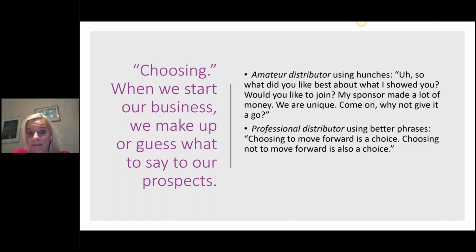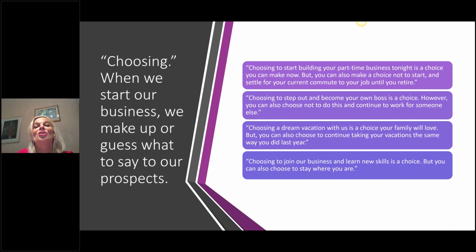A professional distributor says, choosing to move forward is a choice. Choosing not to move forward is also a choice. Choosing to start building your part-time business tonight is a choice you can make now. But you can also make a choice not to start and settle for the current commute to a job until you retire. So let me go back to my slides.